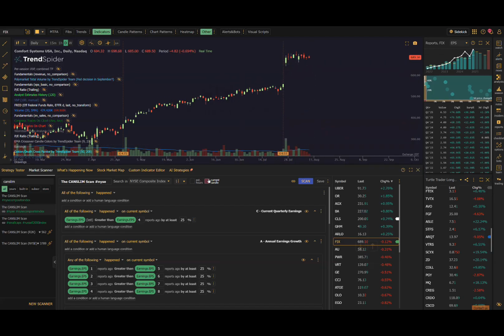So having this customizability is actually huge. It might not sound huge, but once you actually start using the scanner, you'll realize just how useful that one feature can be.